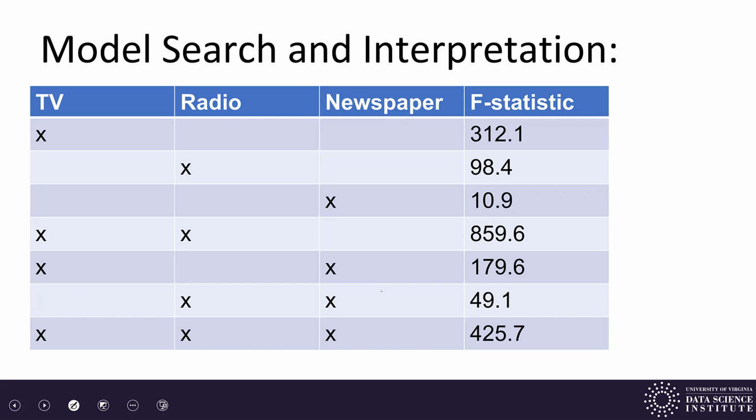So let's talk about the model search process. If we're doing model search on this linear regression model, we only have 3 inputs, so we can do an exhaustive search. What we have here on the first 3 columns are the 3 input variables, TV, radio, and newspaper. And each row corresponds to a different linear regression model where we've included some subset of the TV, the radio, and the newspaper. So, for example, the first linear regression model is TV only, so no radio, no newspaper.